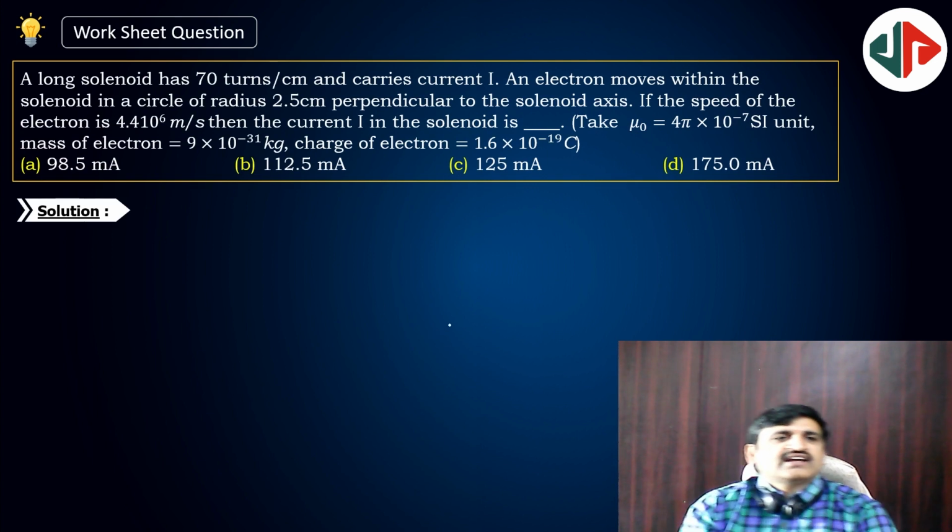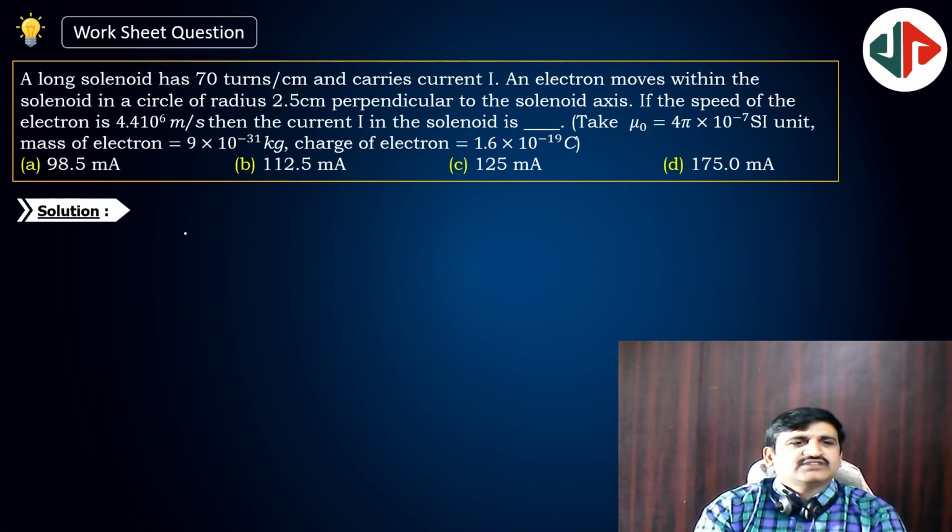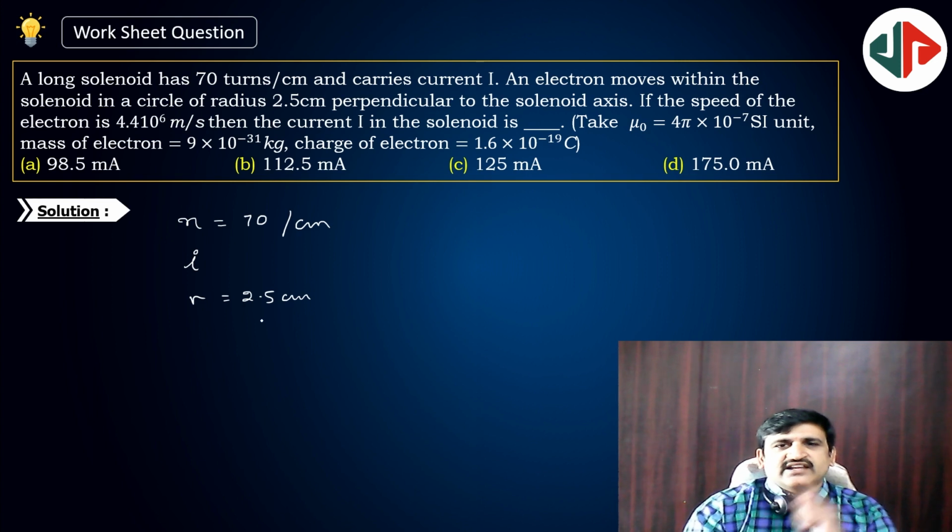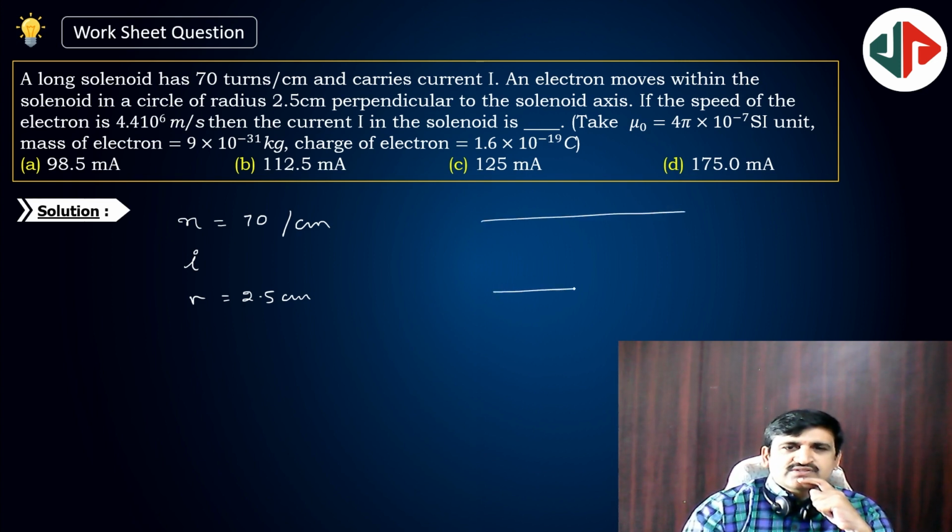A long solenoid has 70 turns per centimeter and carries current I. An electron moves within the solenoid in a circle of radius r = 2.5 centimeter perpendicular to the solenoid axis. Okay, this is the solenoid, suppose, and an electron is also moving in a circle.